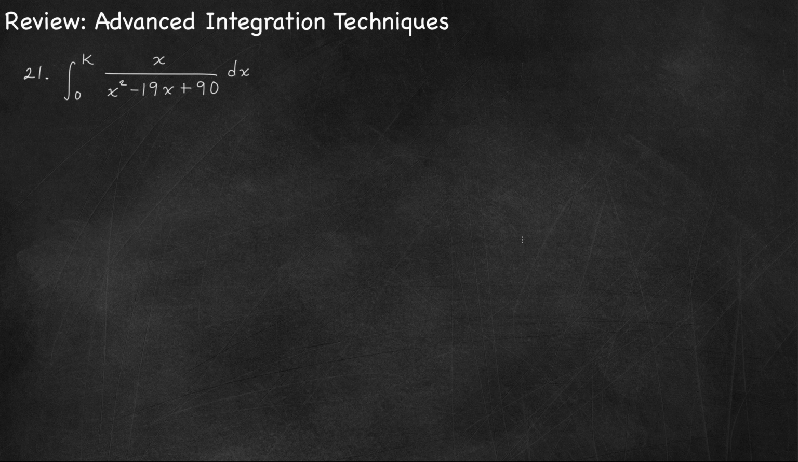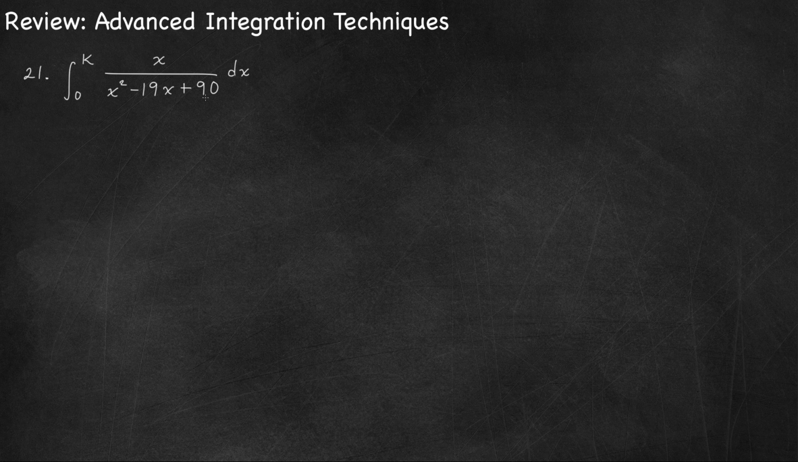Number 21. The question here is, for what values of k is this integral improper? Well, it would be improper wherever we have a discontinuity, or it would be improper if k was approaching infinity. So let's focus on discontinuities. So is there any value of x that would make the denominator 0?